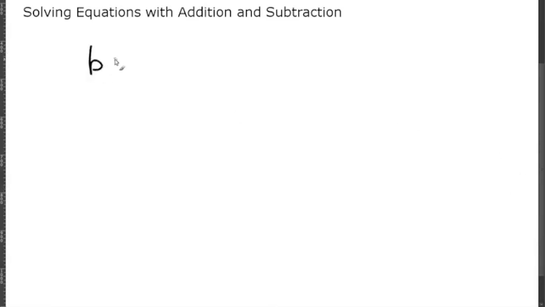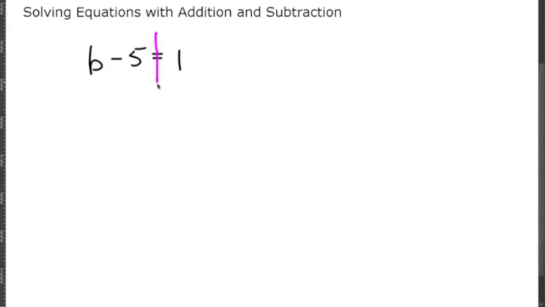Let's look at an equation that has subtraction. Let's say that I have b minus 5 equals 1. We know right off the bat that 6 minus 5 equals 1, so b has to be 6. But let's look at how we figure that out.